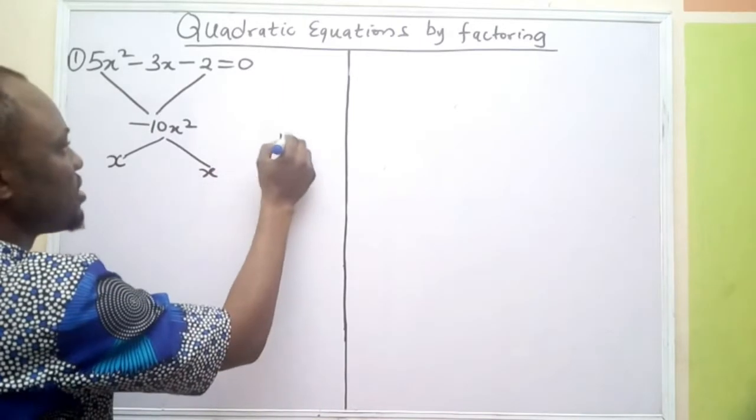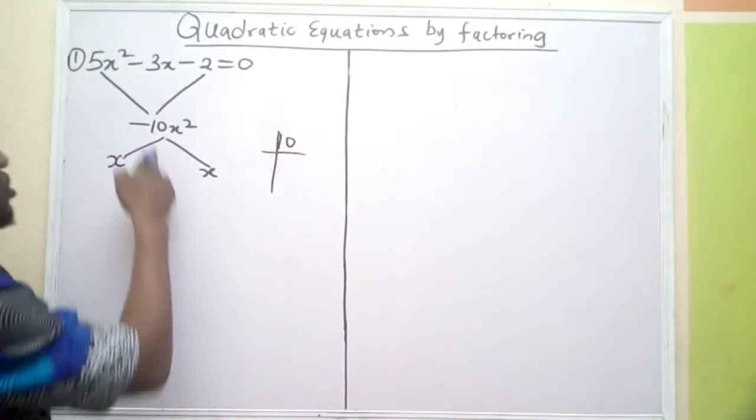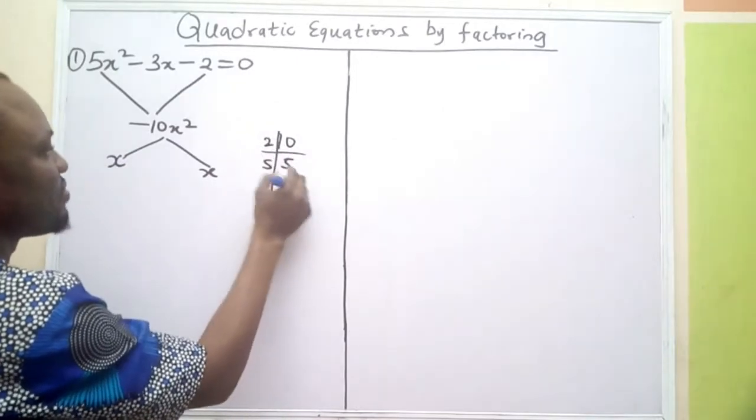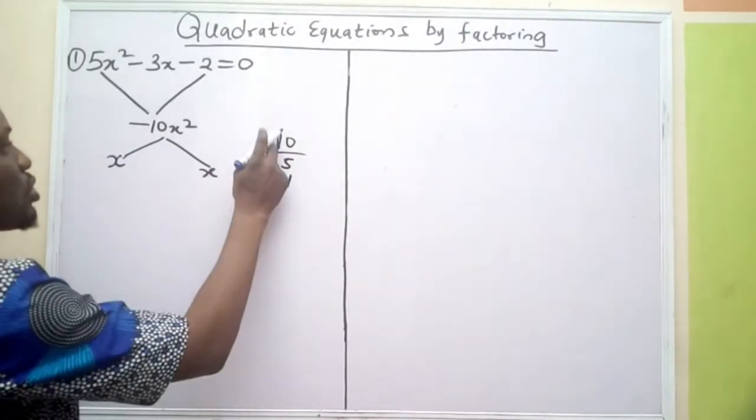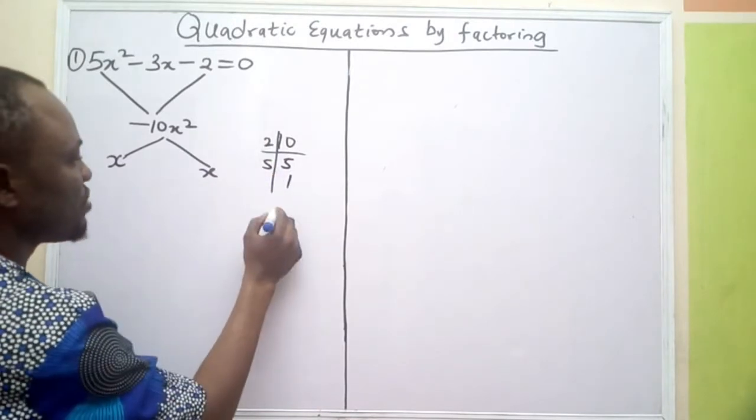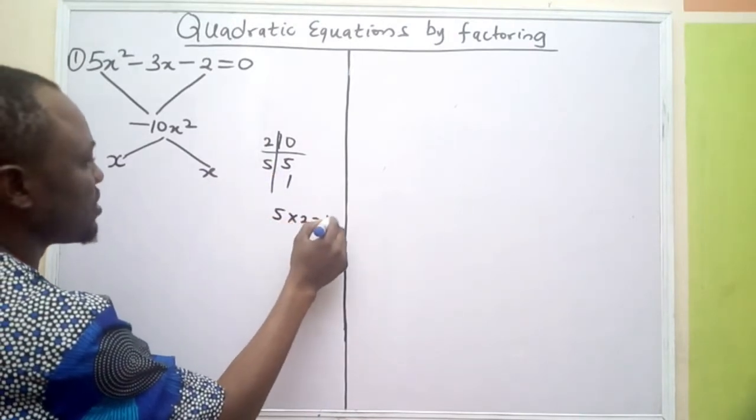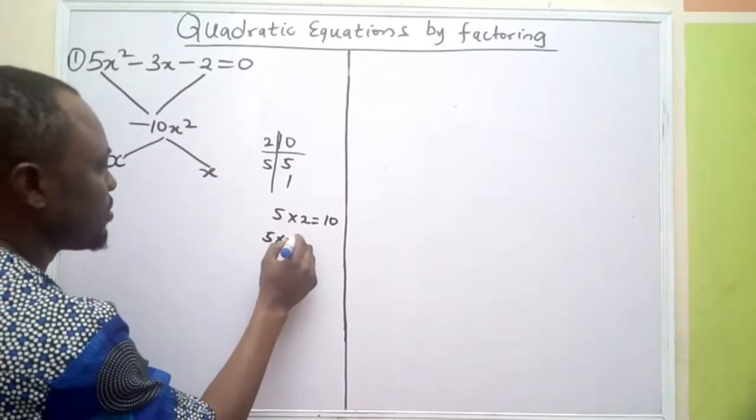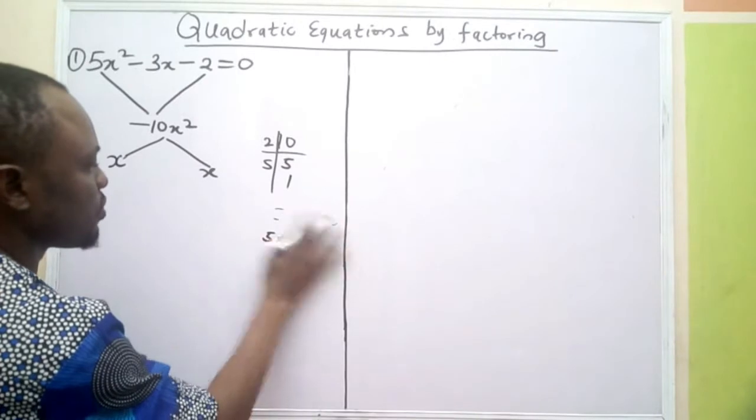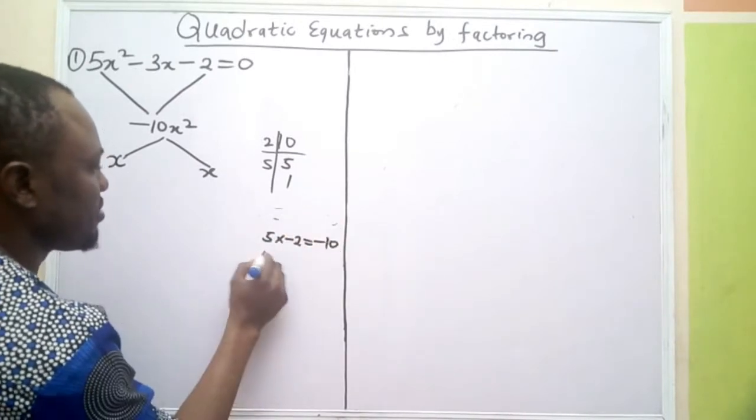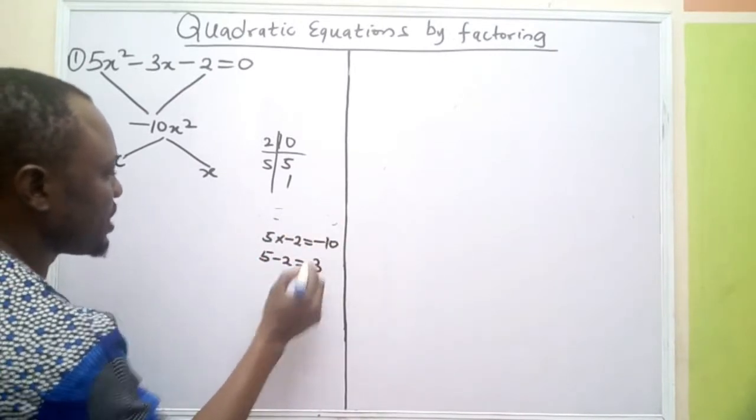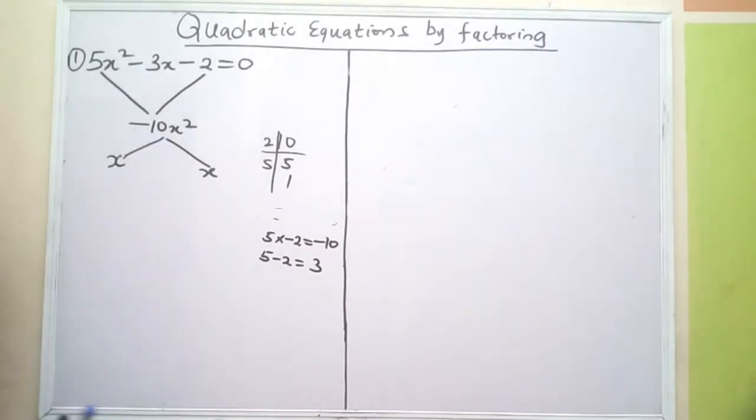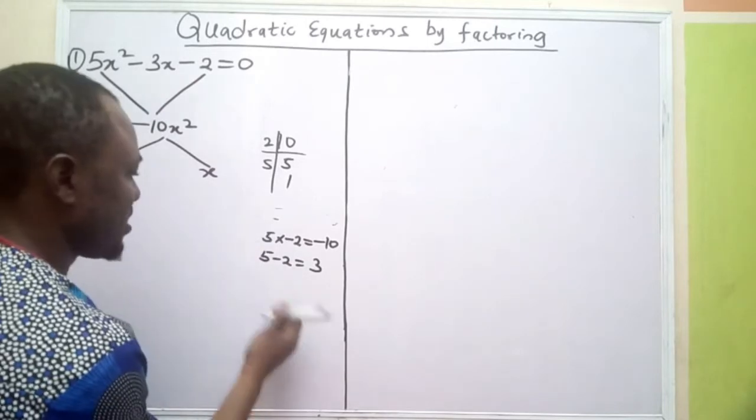So the best way to do it, I think, is to find the prime factors of 10. So if I do that, 2 here, 5, 5 here, 1. So let me use 2 and 5. If I say 5 times 2, it gives me 10. Though I need a minus 10, so let me do 5 times minus 2, which will give me minus 10. 5 minus 2 will give me 3. But what I need is minus 10 and minus 3, not just 3. So let me swap the sign.